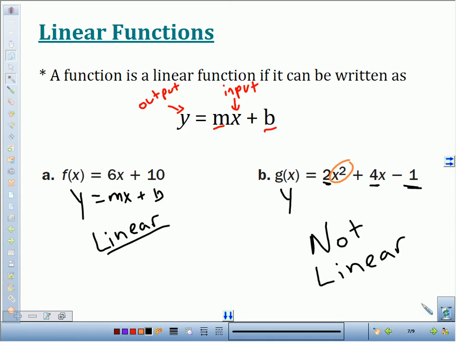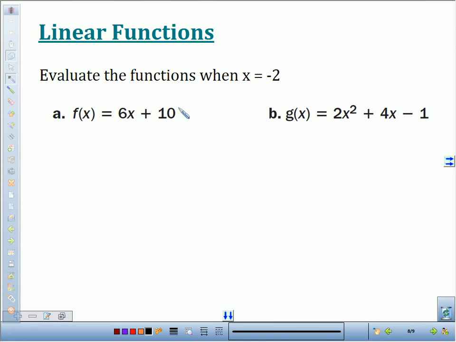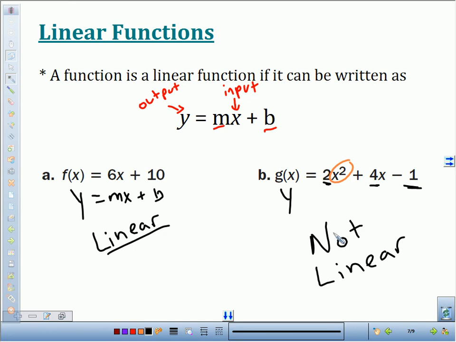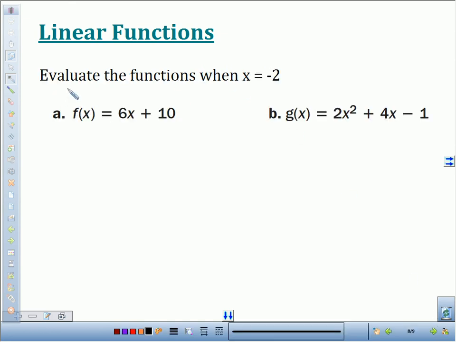All right, one of the things that you're going to be required to do with linear functions, other than just telling whether or not they are linear, is substituting in values and finding the value of the function at a point. This is very similar to the evaluating that we did in section 1.2. So we're going to take the same two functions, f of x equals 6x plus 10, and g of x equals 2x squared plus 4x minus 1. Same two functions that we were just using. And we are going to evaluate them when x equals negative 2. Here's how we go about doing that.